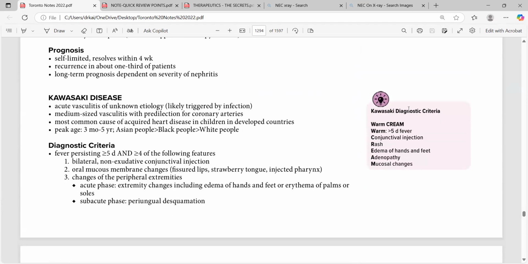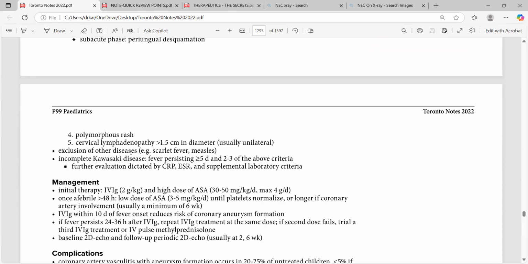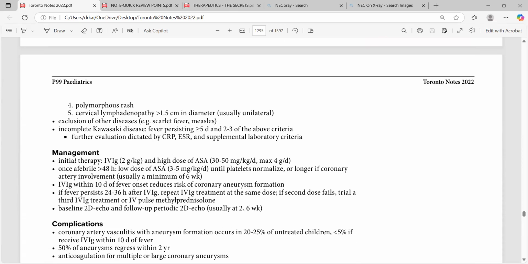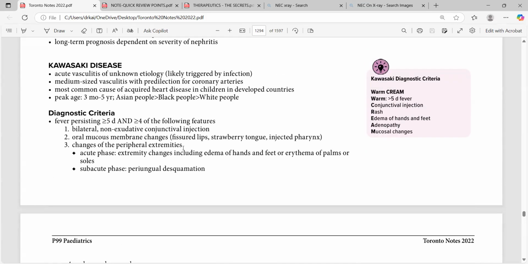Kawasaki disease is very, very common. What is the presentation? Fever more than 5 days, conjunctival injection, then rash, edema of the hand and feet, adenopathy, and mucosal changes. Polymorphic rash, cervical adenopathy could be there. In those cases, go for IVIG. But what is mainly important is what diseases can be linked with this one. So it's basically fissured lips, strawberry tongue, and injected pharynx.